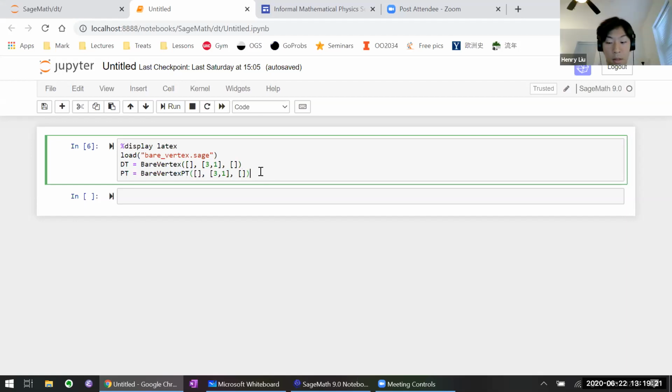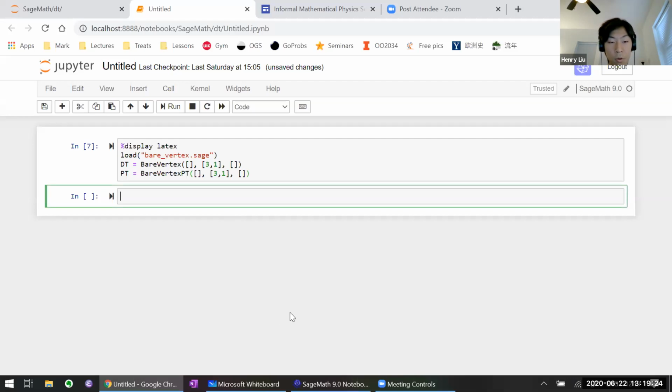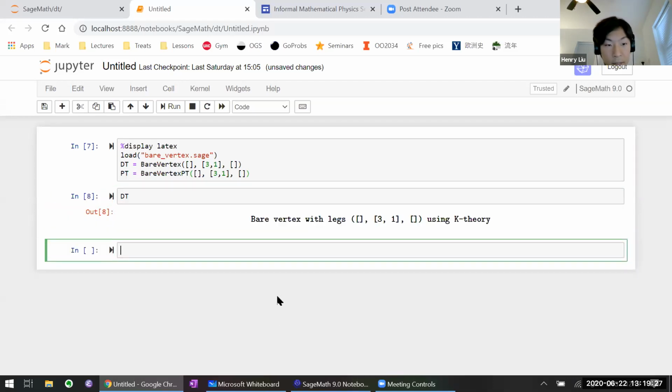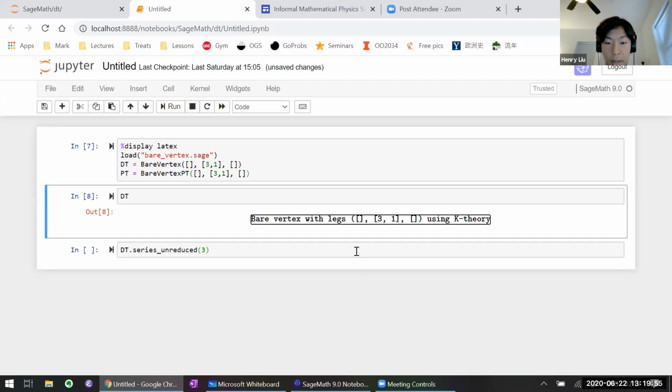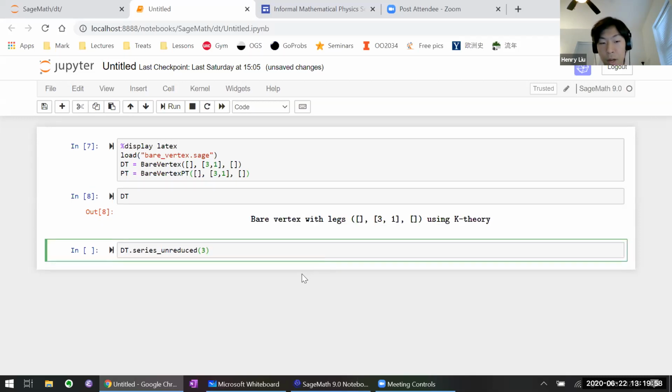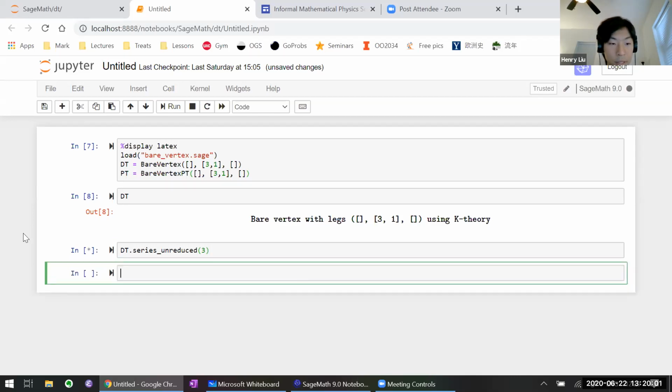So here you can see I have some code, and this code implements the vertex for this particular theory. And this vertex will be a series. Let's just truncate the series at like 3 terms in Q or something. And here, just for simplicity, I'm only taking one non-trivial leg. It's the non-trivial leg in the y direction, and that leg has profile (3, 1). Let's just run this, and you'll see a huge series pop up.